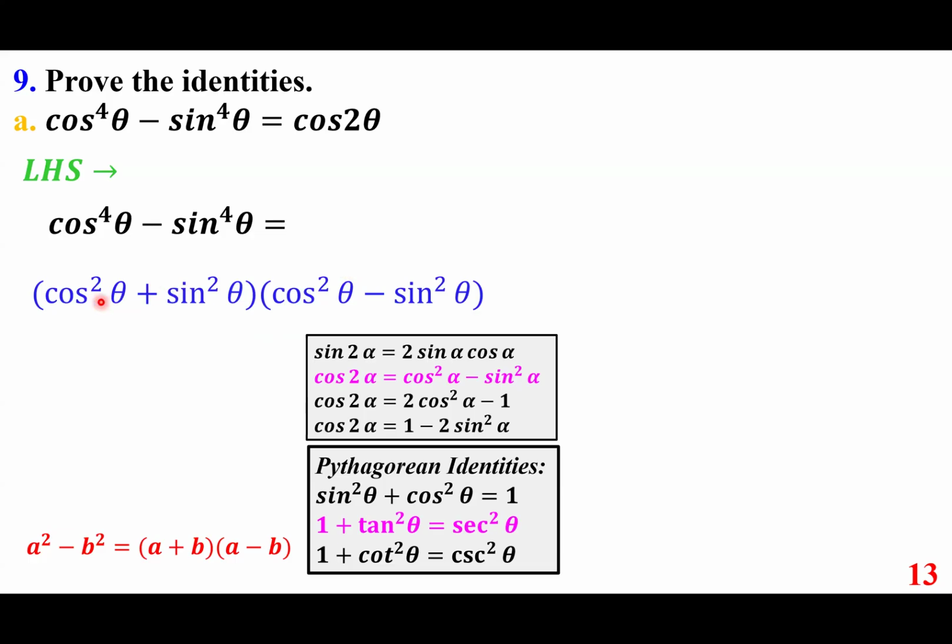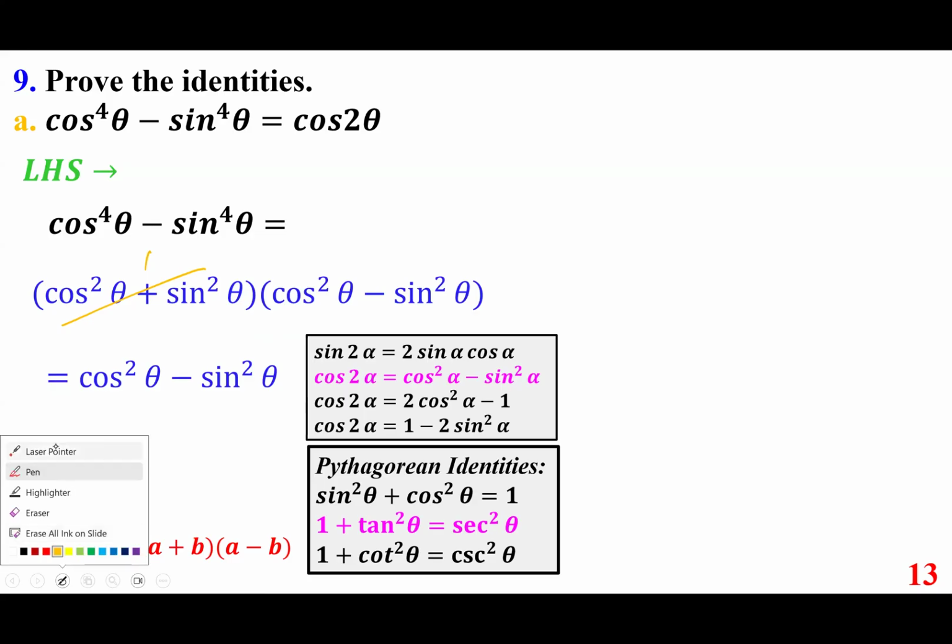So clearly this is cosine squared plus sine squared is 1. So it's cosine squared minus sine squared. And cosine squared minus sine squared is cosine of 2 alpha. In this case, cosine of 2 theta, which is the right-hand side, and we are done.